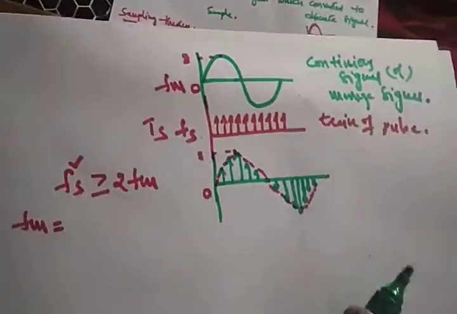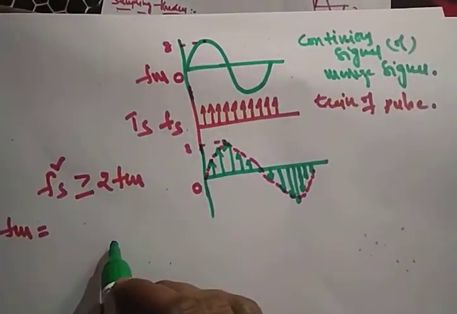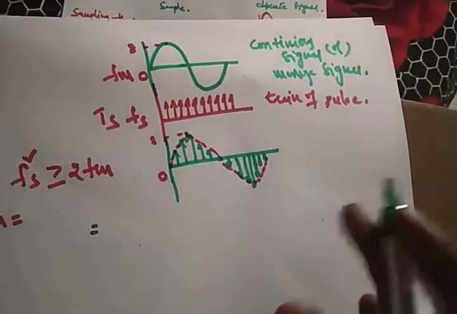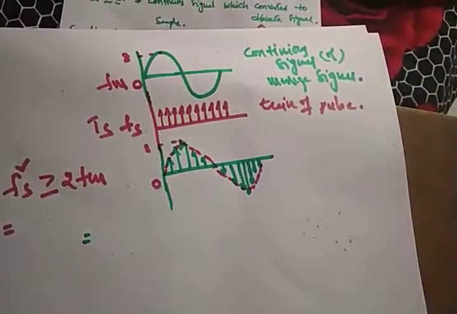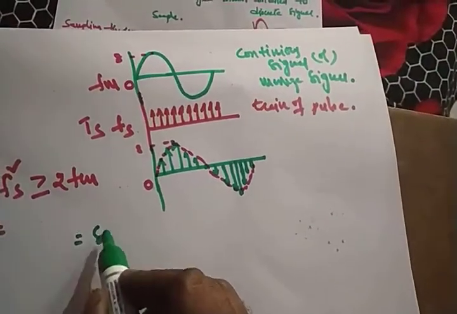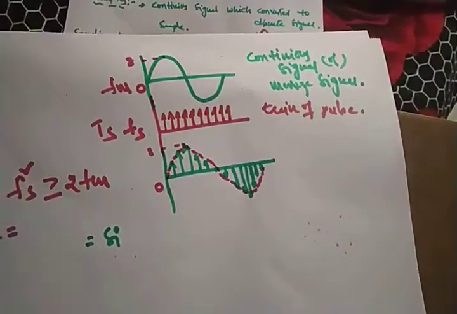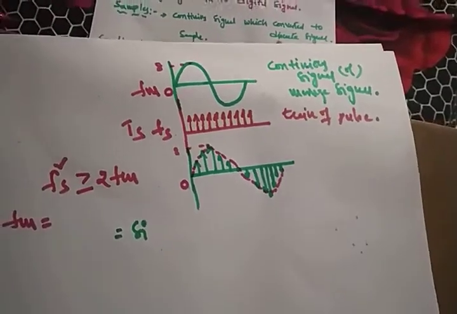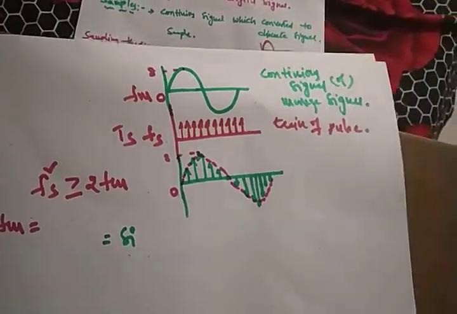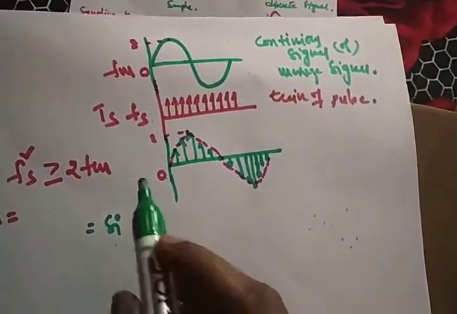But suppose the signal has more combinations, right? My input signal has different combinations. Suppose a periodic signal has different combinations. We already studied this in periodic waveforms, right? So what is sine?